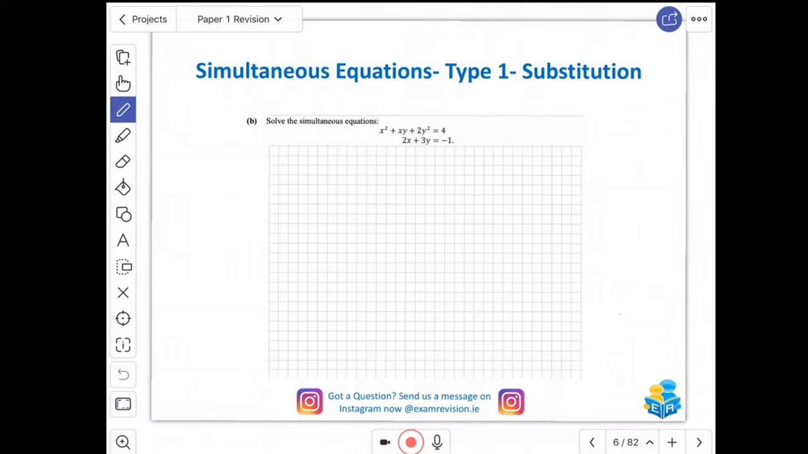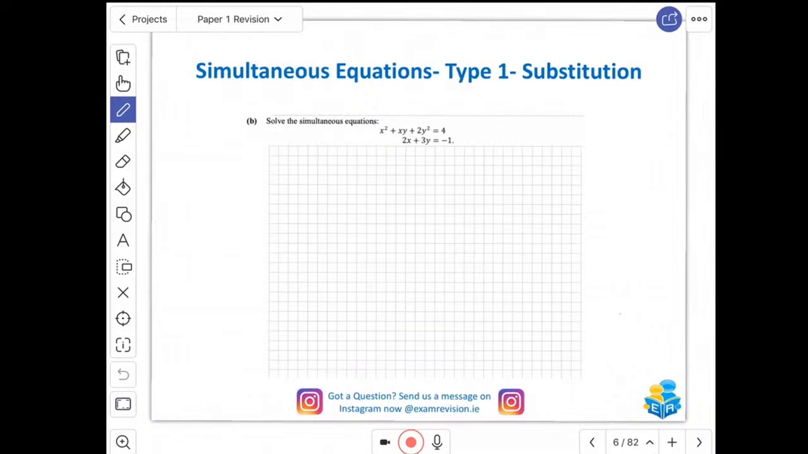So the first one we're going to look at is substitution. What you need to remember when we're dealing with simultaneous equations is that, generally speaking, so again back to junior cycle, we had two unknowns and we had two equations and we had to solve them to figure out where these two equations have the same x and y value.